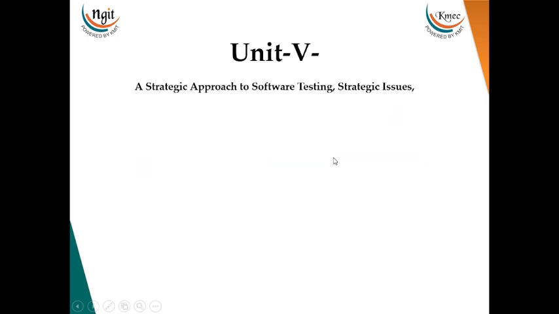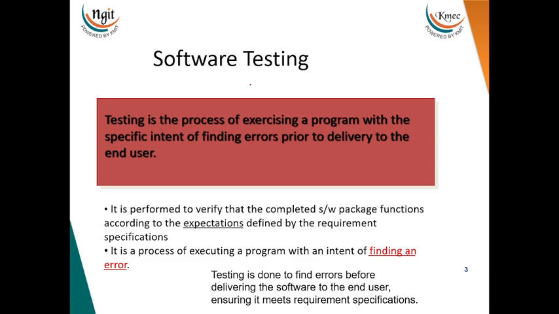Today we are going to see the strategic approach of software testing and strategic issues. What are they? First of all, what is testing? Testing is done to find an error before the software is delivered to end users, ensuring it meets the required specification. Testing is a process of exercising a program with the specific intent of finding an error prior to delivery.